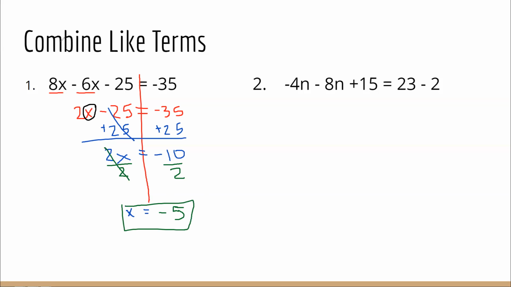I can go back and double check myself. For time's sake, I'm not going to do that, but just substitute negative 5 in for both of those x's up there. Simplify that left side and you should get negative 35.